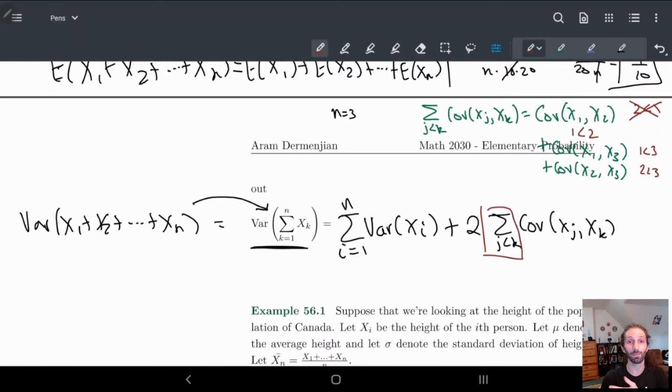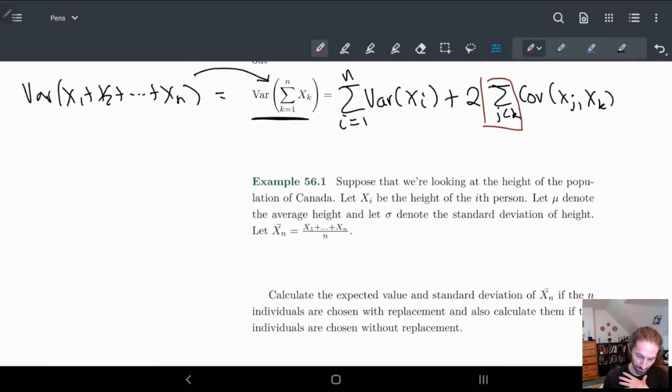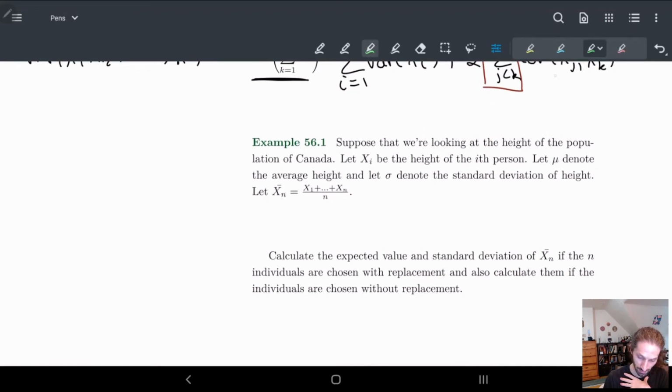So let's look at an example of this, something we had looked at a while back: the height of Canadians. We're not going to go into as much detail as we did last time. Basically, we're going to look at the height of the population in total. We're going to let Xi be the height of the ith person, so we take the whole population and let Xi be the height of the ith person out of 33, 38, whatever million people. We're going to let mu denote the average height, and sigma denote the standard deviation of height.